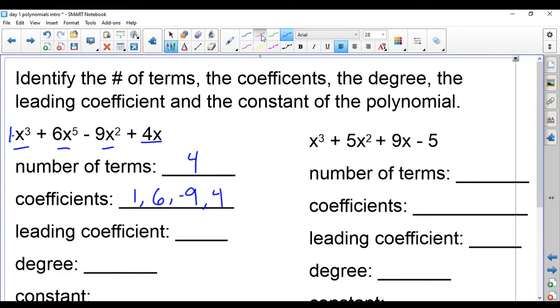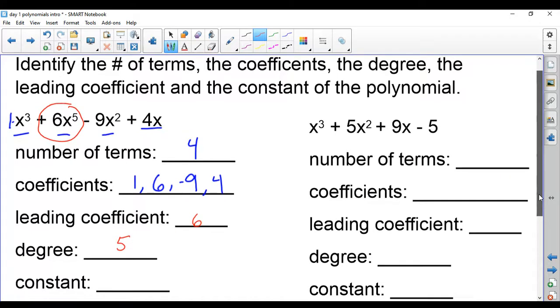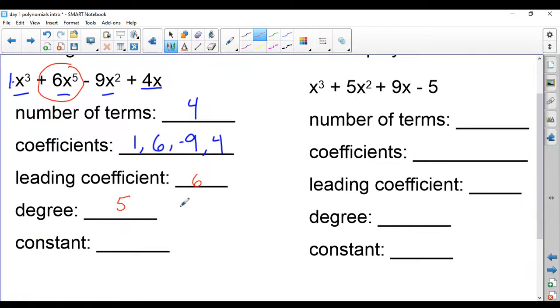For the next two questions, I need to find the term with the highest exponent. I have this plus 6x to the 5th. The leading coefficient is the coefficient of that term. The degree is the exponent of that term. The degree of a polynomial is its highest exponent.